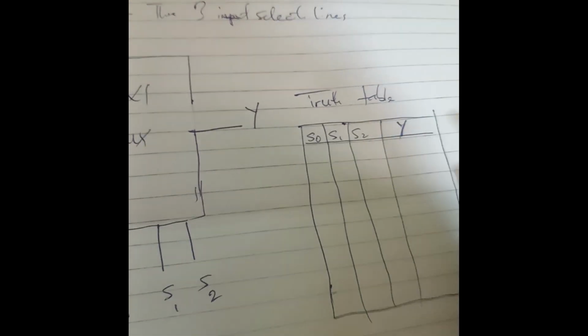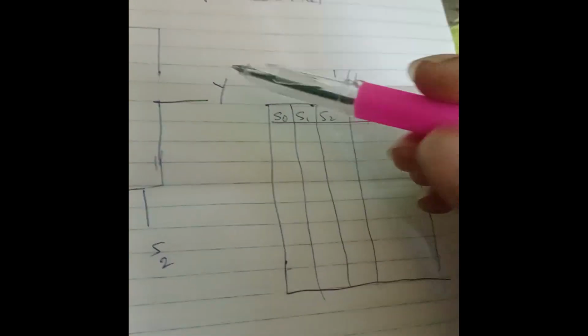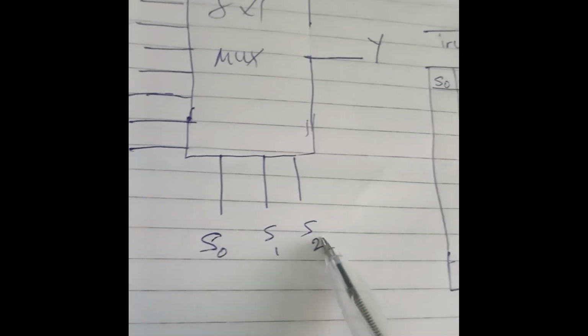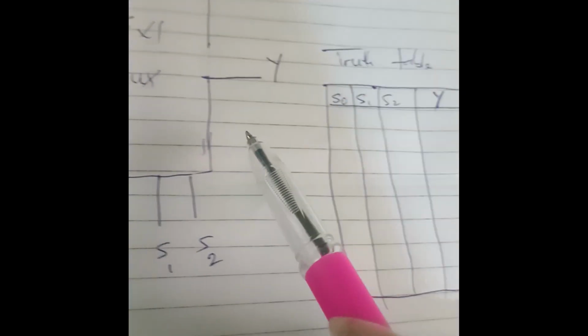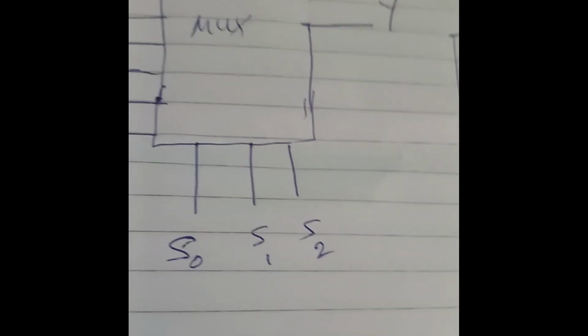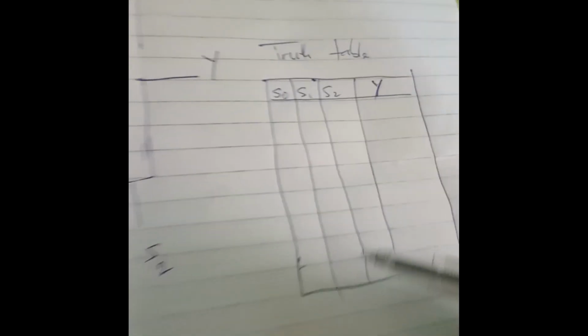Now let's find the truth table for the 8 by 1 multiplexer. I have the 3 select lines here, the 8 inputs from D0 to D7, and my output. That is what explains the multiplexer. Multiplexer means many to one: many inputs, with one output.